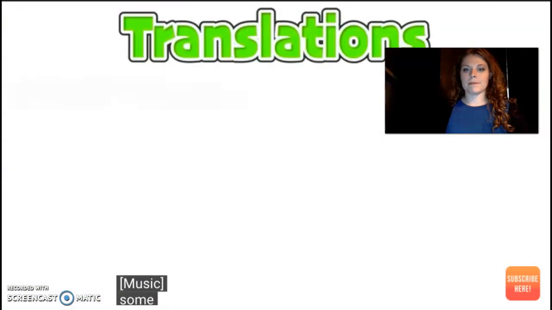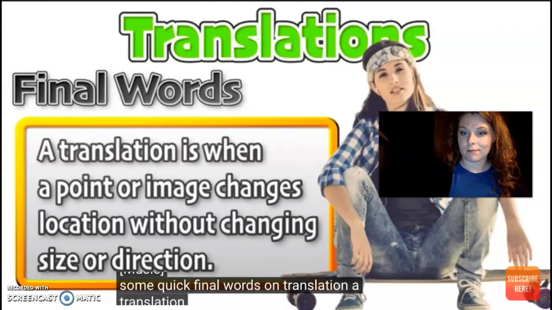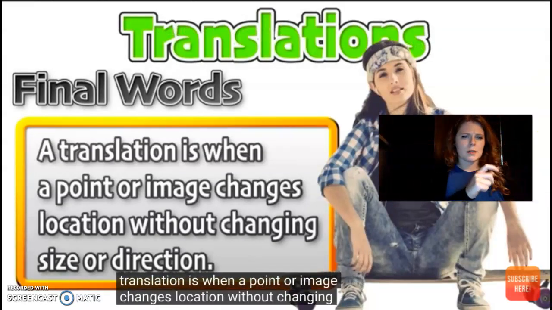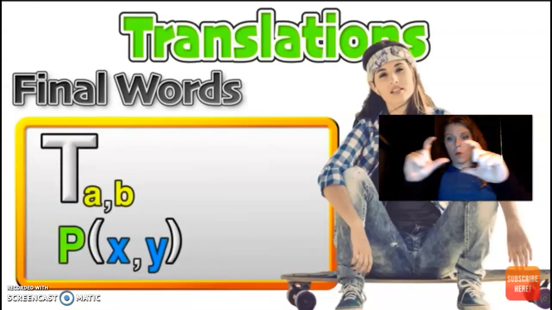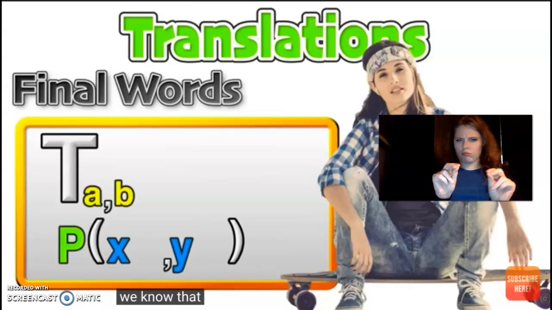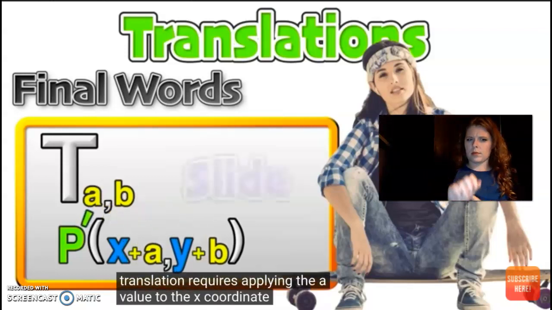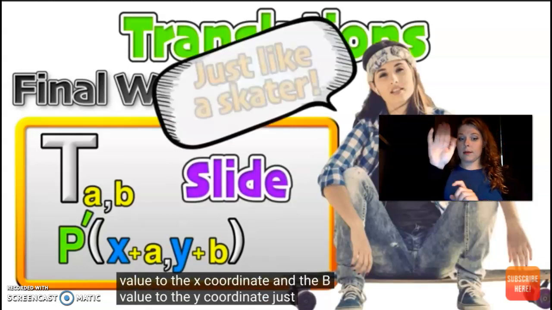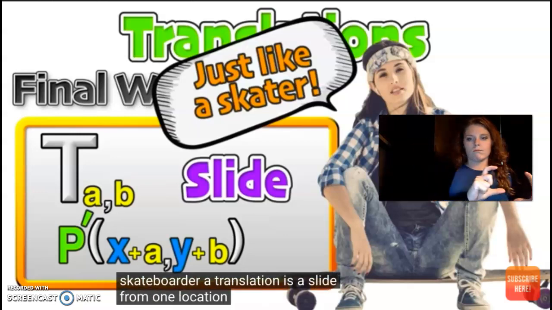Some quick final words on translation. A translation is when a point or image changes location without changing size or direction. We know that the notation for translation requires applying the a value to the x-coordinate and the b value to the y-coordinate. Just like a skateboarder, a translation is a slide from one location to another.